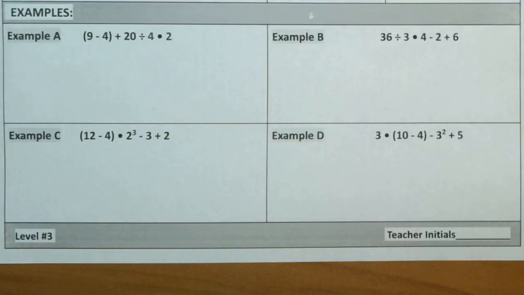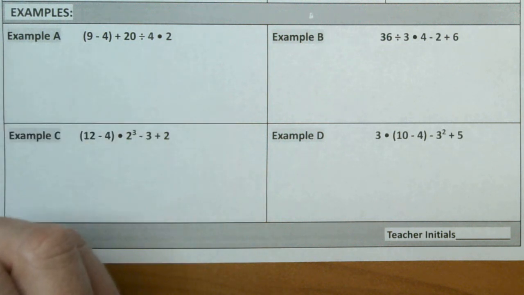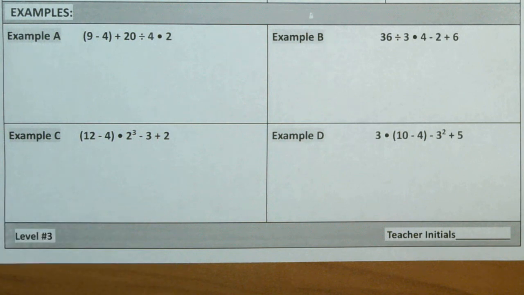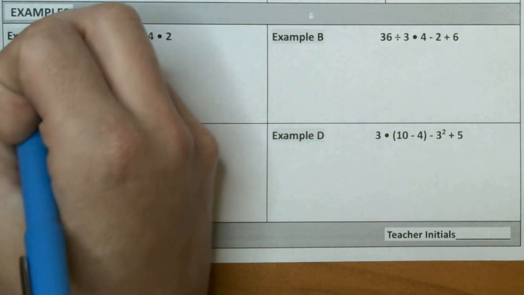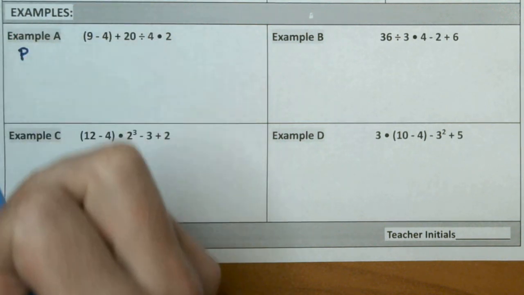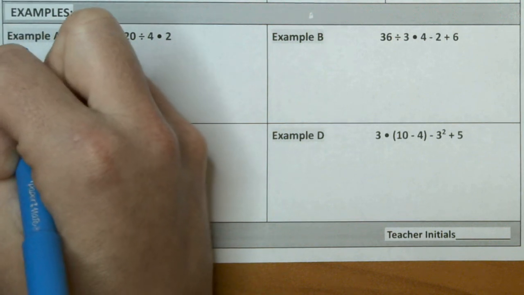Let's take a look at example A. The first thing I'm going to do is underline our most powerful operation. Before we do that, just to the side, we're going to write PEMDAS, but we're going to write it a specific way. We're going to write P for parentheses, underneath it E.